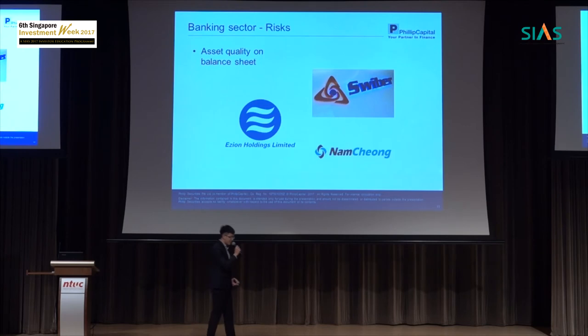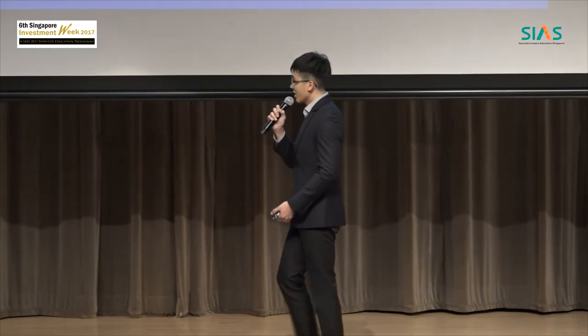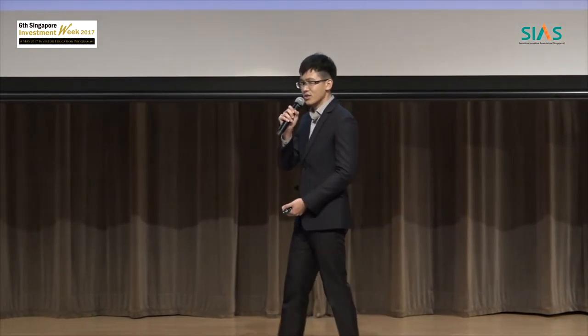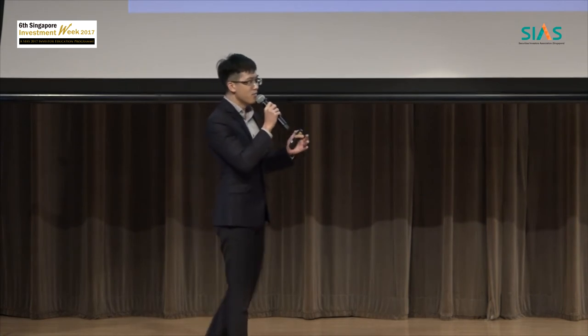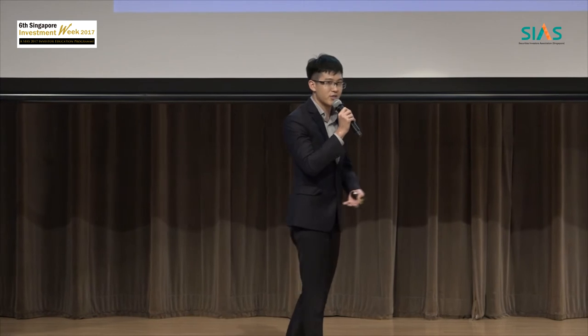But that being said, we need to be wary of the risks of this industry. We need to be aware that the banks actually lend money to companies that may be facing some issues at the moment. Some companies that you may recognize here: Ezion, Nam Cheong. So when we see that the oil price has been depressed and suppressed so low because of oversupply, some companies might actually face troubles paying off their loans. When that happens, they need to find ways to repay their loans and their interest expenses. And if we see the oil price being suppressed for so long, they might continue to face troubles in the near future, and then the banks might be negatively affected. So this is one of the risks for the banking industry.